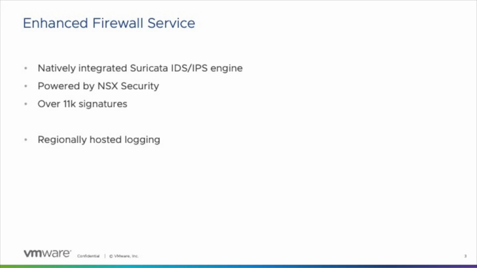What that means is not only do we use the same IDS-IPS engine as the NSX firewall, but we also use the same signature set, and that set has over 11,000 signatures. Along with the IDS-IPS, this feature set also includes regionally hosted logging. Logs are stored in the same region as the VCO and can be viewed via the VCO.